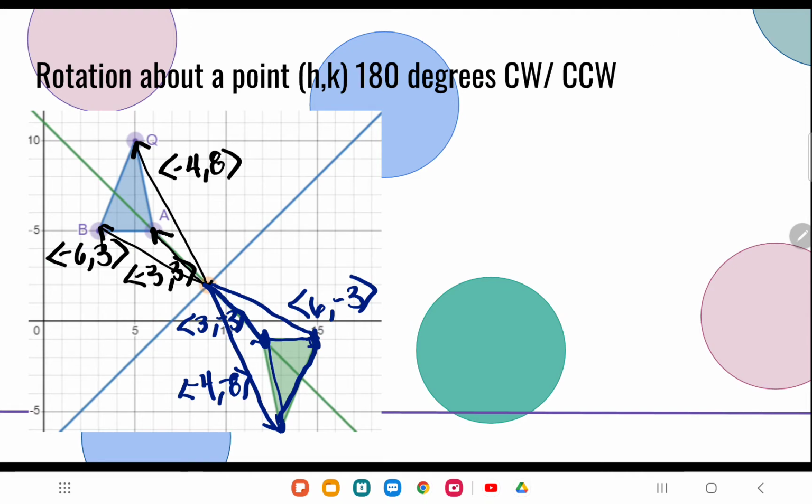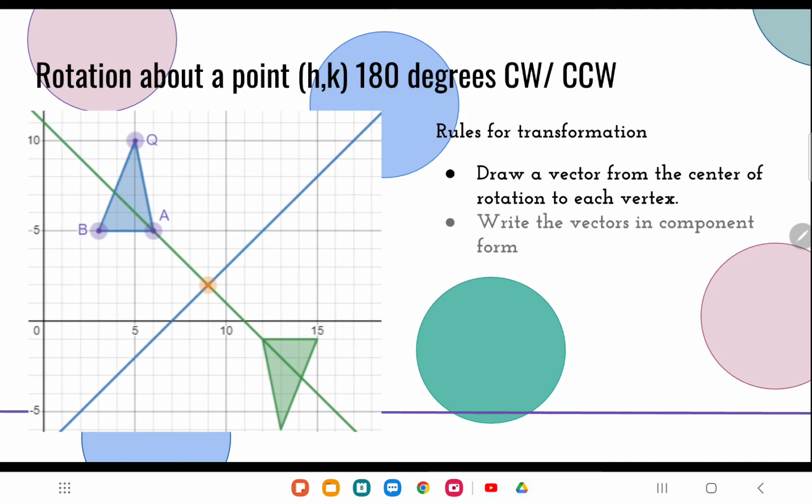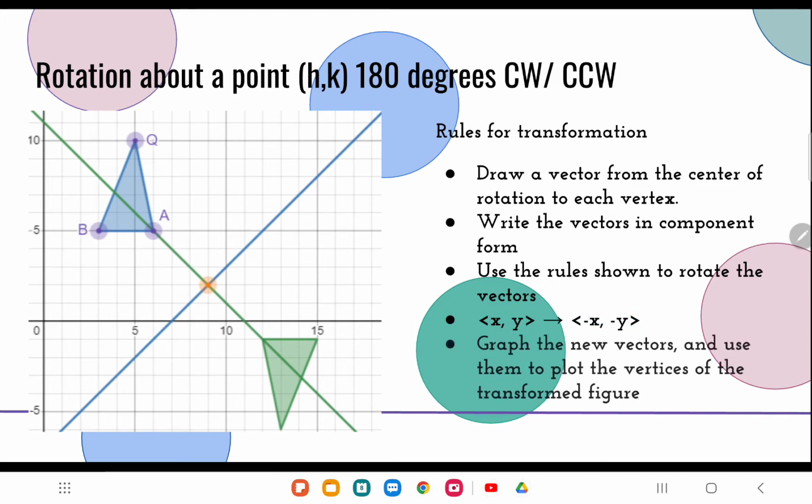Let's review this through the notes below. We draw the vector from the center of rotation to each vertex. We write the vectors in component form, and we use the rules shown to rotate the vectors. The X and Y components stay in the same order, but they are switched to the opposite sign. We graph these new vectors and use them to plot the vertices of the transformed figure.